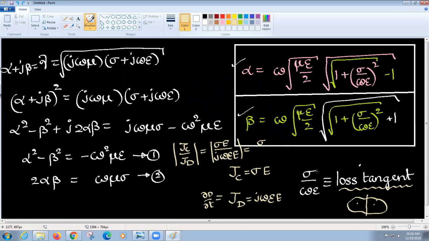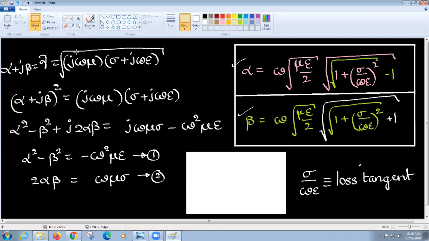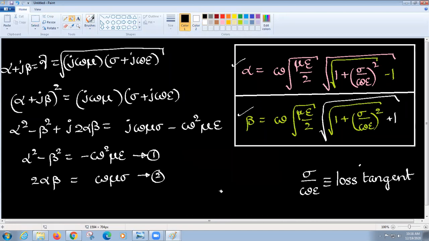Therefore, alpha and beta we obtain like this. See, just remember this form: omega square root of mu epsilon by 2, 1 plus loss tangent square under square root, and minus 1 whole square root. Same stuff, just plus 1. And we have nothing more than this.